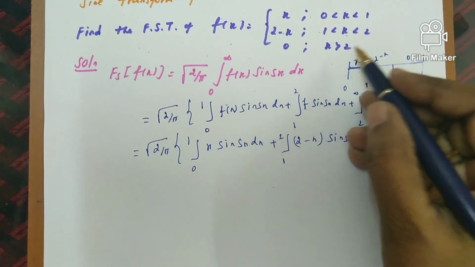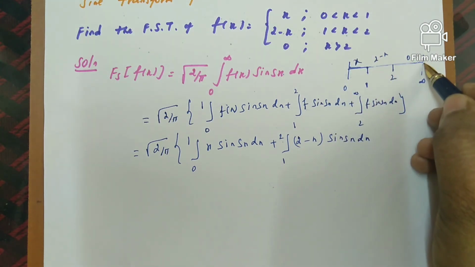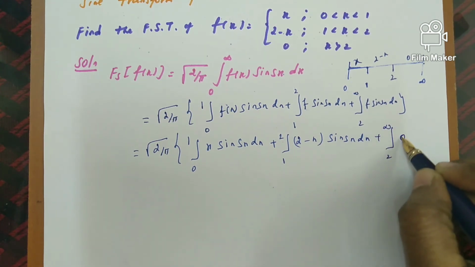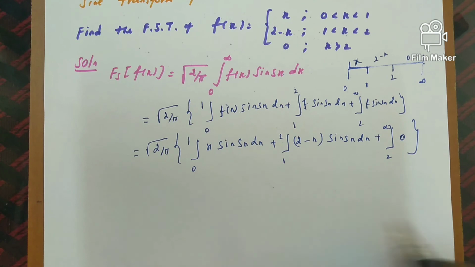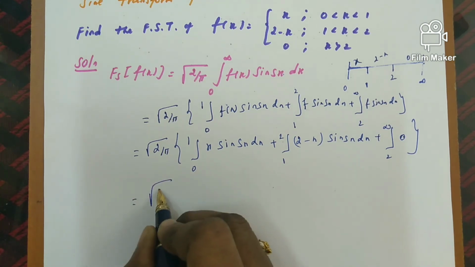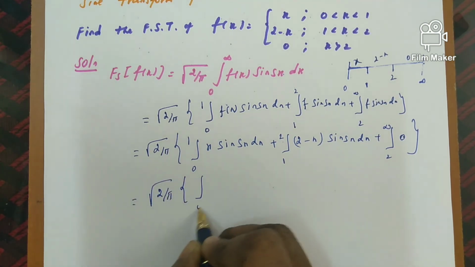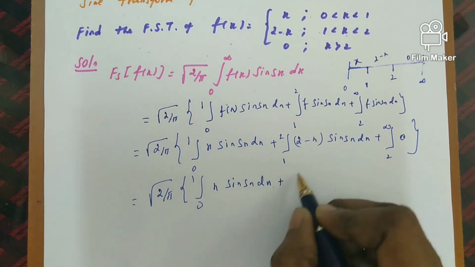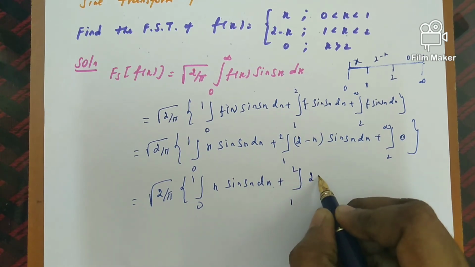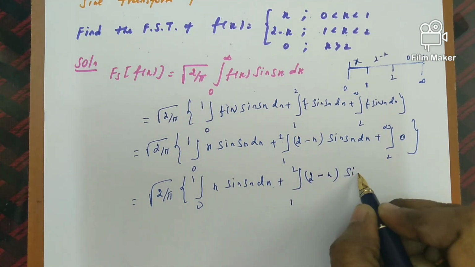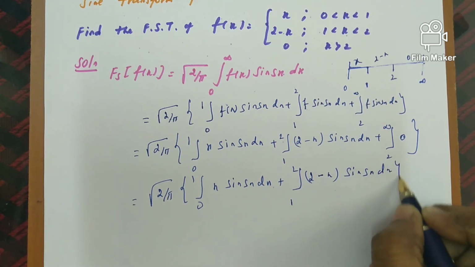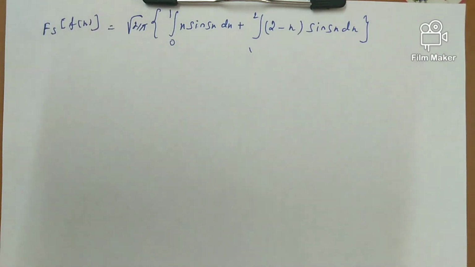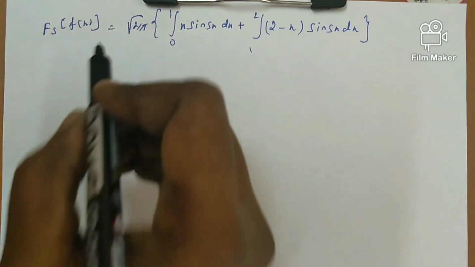Then x greater than 2, which means 2 to infinity. In 2 to infinity the value is 0, so the integral from 2 to infinity will become 0. So only in the first two integrals we need to work out: integral 0 to 1 x sin sx dx plus integral 1 to 2 2 minus x into sin sx dx. So this is what we have to integrate now. Now we are going to integrate this using Bernoulli's formula.